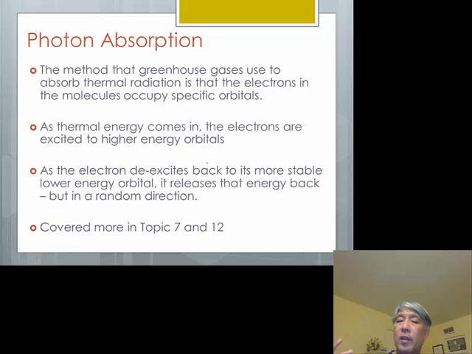Then when they come back down to that lower level, which is where they want to be because it's a lower energy state and more stable, they emit that same energy back as a photon. But there's no specific direction that that energy is released. It's pretty much purely random in all directions of the sphere. And so sometimes that energy will head back out to space, as it should, and sometimes that energy will be redirected back to the Earth.